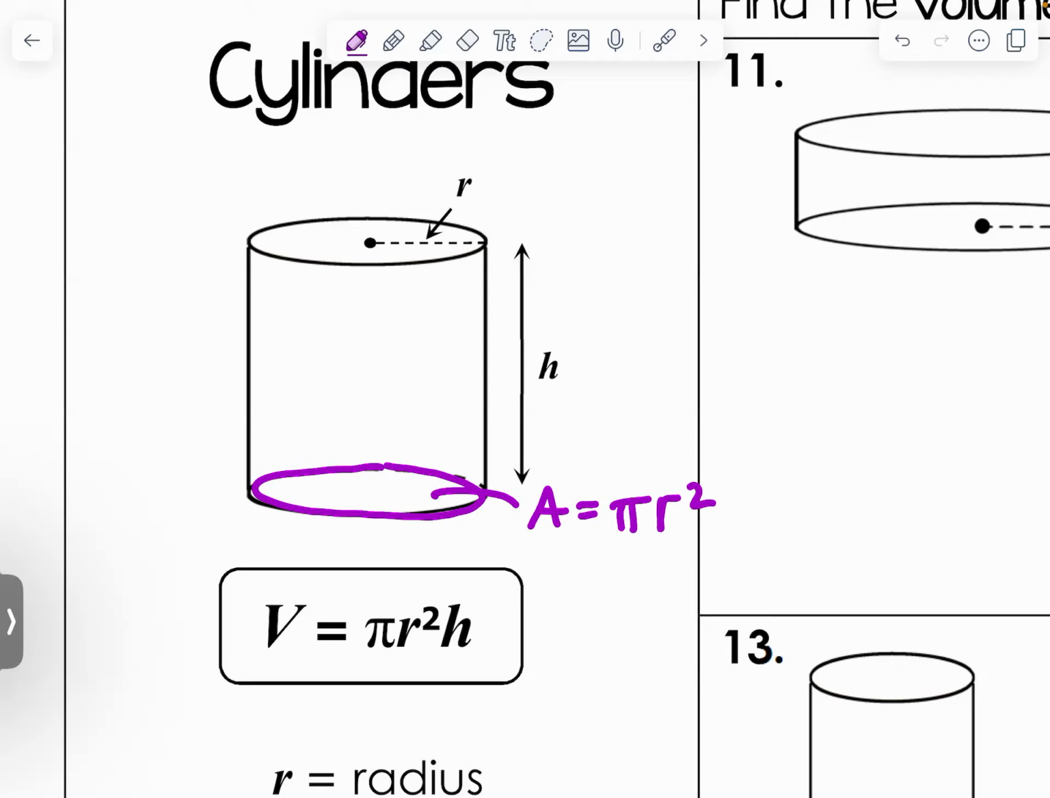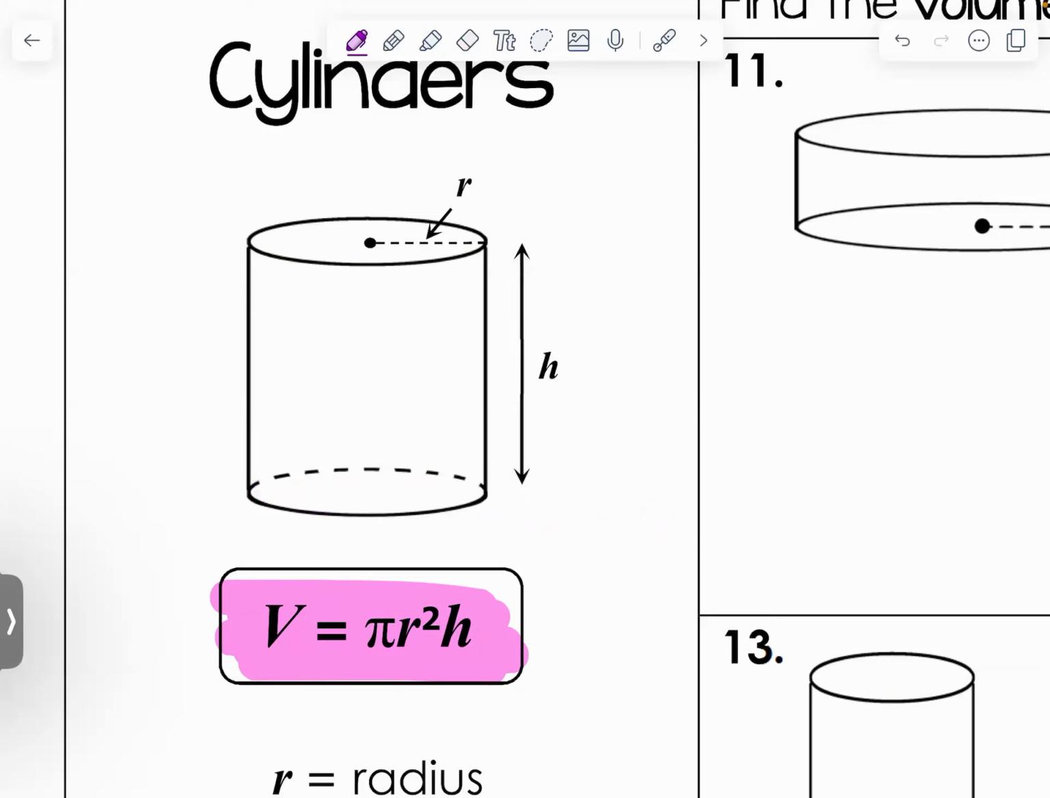Well, if we do the same thing we did with the volume of a prism, we could take the area of the base times the height. Hey, look at what we got here. Pi r squared h, area of the base times the height. That is where that formula is coming from, okay? So I have that formula written right here. This is what we're going to use today.